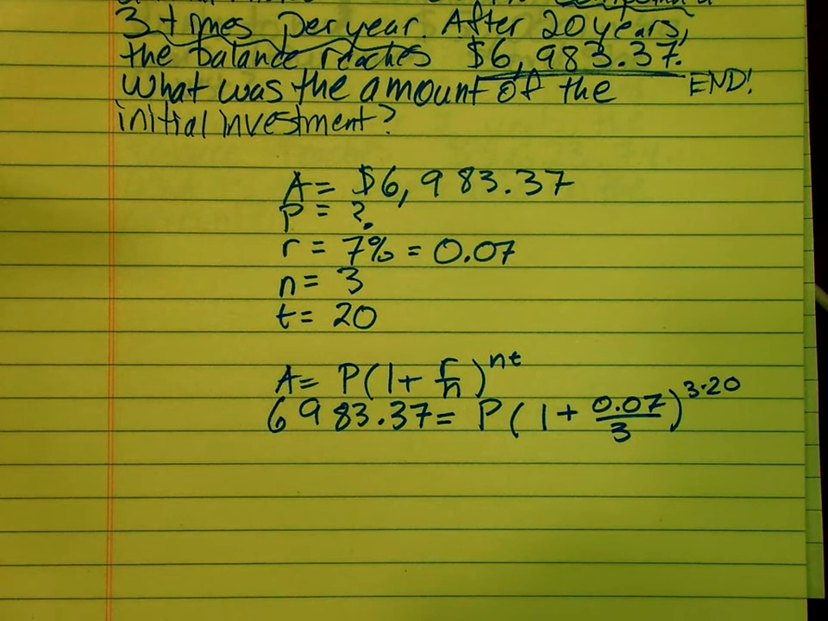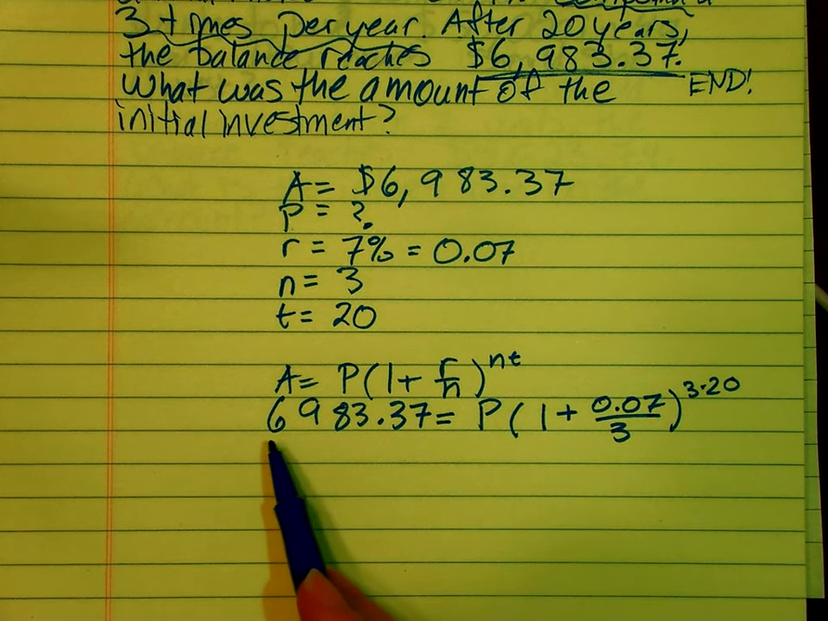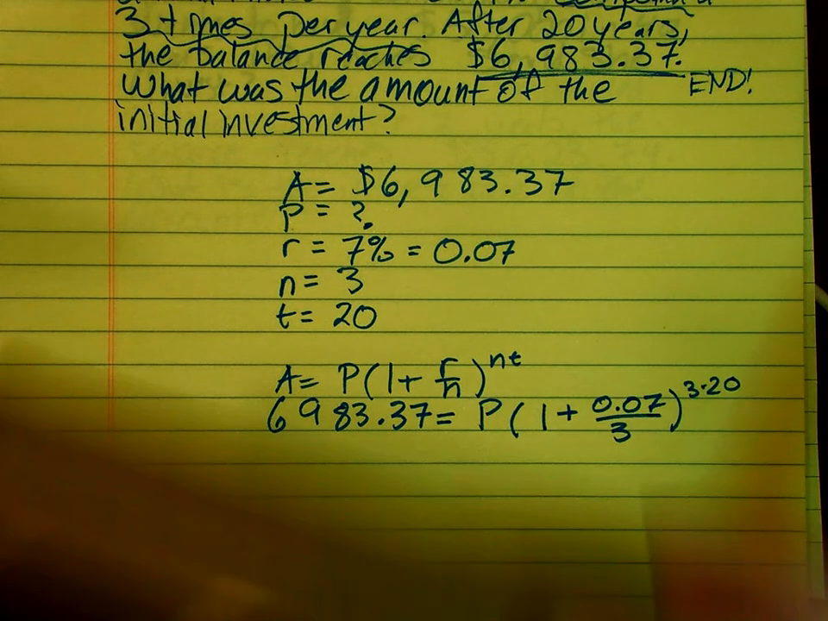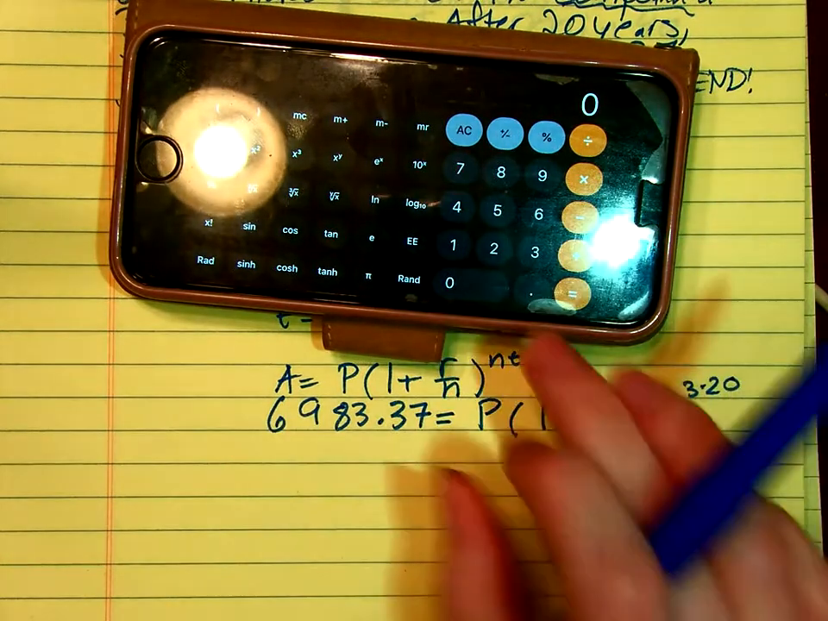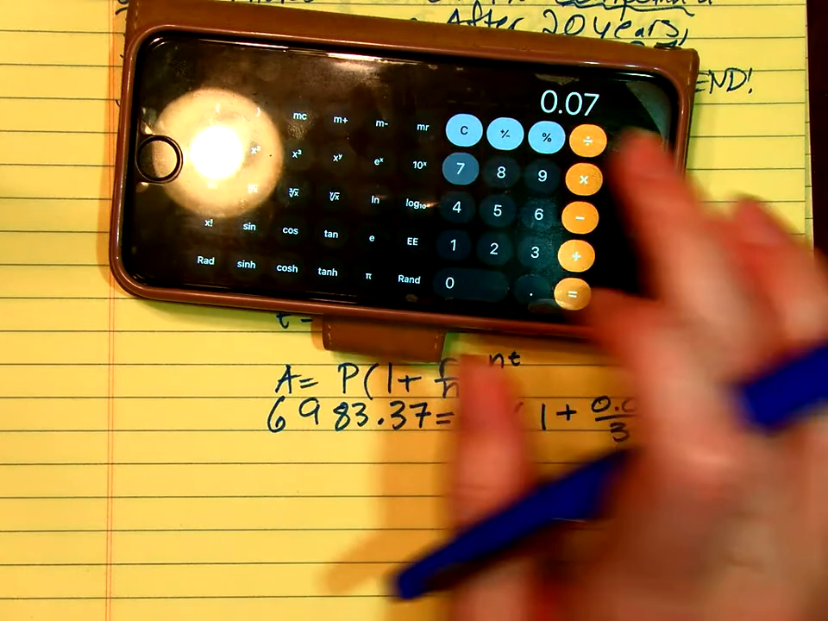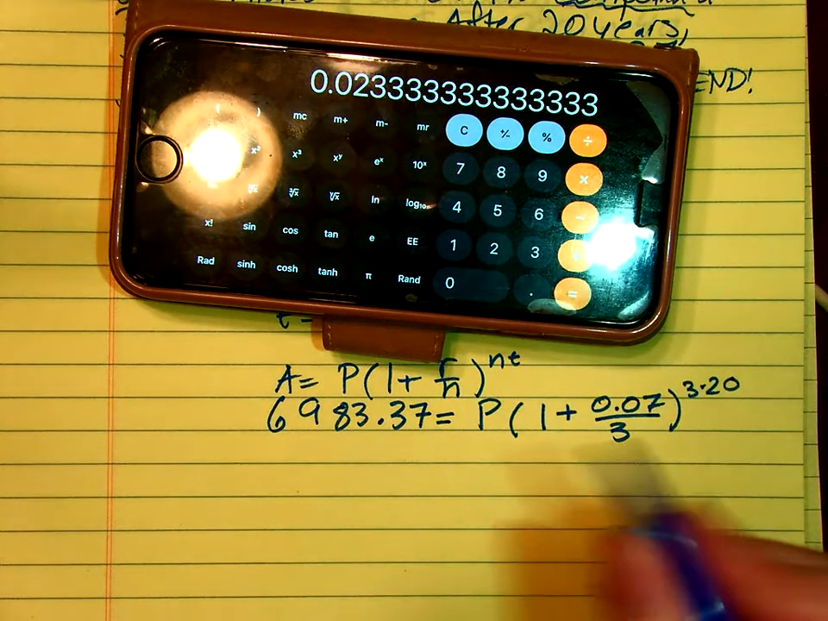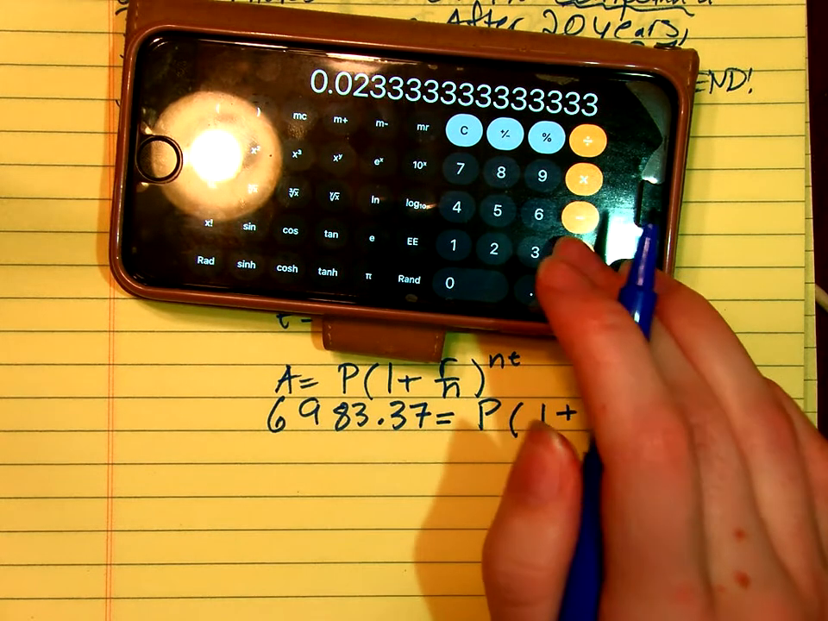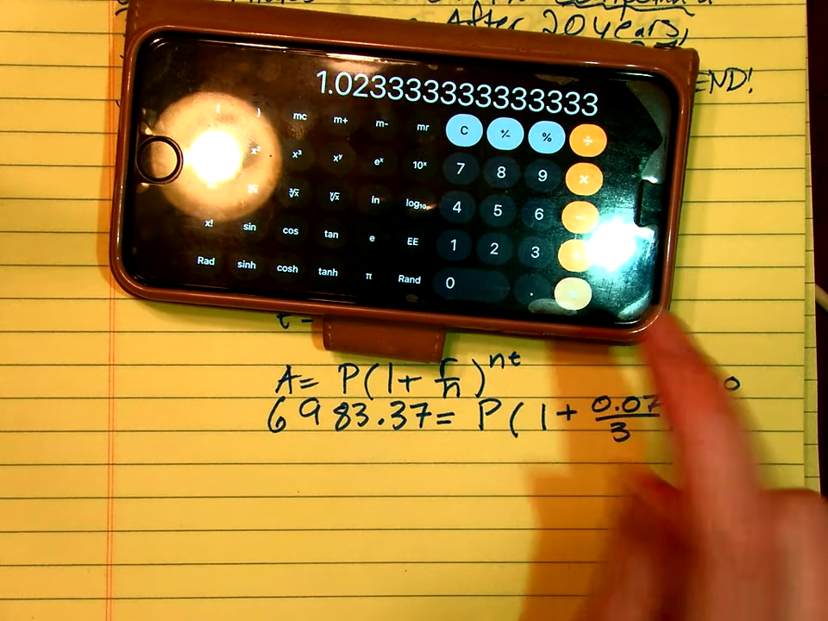Now we're going to go ahead and simplify my exponent down. Then take this and divide it by that answer. So let's go ahead and do that. So we're going to take 0.07, divide it by 3. I get 0.22 blah blah blah. And then we're going to go ahead and add 1 to that, even though really you should be able to add 1 to that in your head.